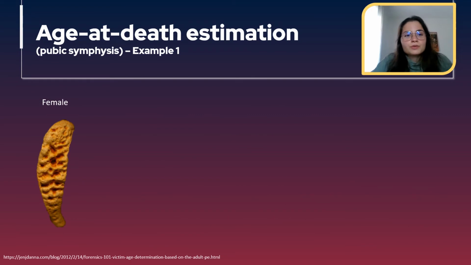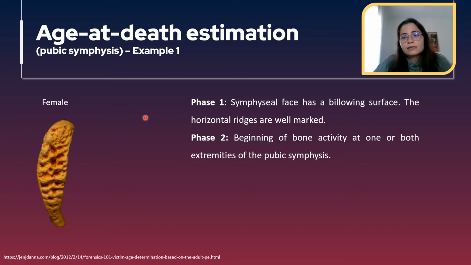Now I'm going to give you 2 examples of how to apply this method. In this first example we have this pubic symphysis here, and we can see clearly the ridges on the surface, so this means that it is between phase 1 and phase 2. In phase 1, the symphyseal face has a billowing surface and horizontal ridges well marked, and looking at this epiphysis it corresponds, but we will see phase 2.